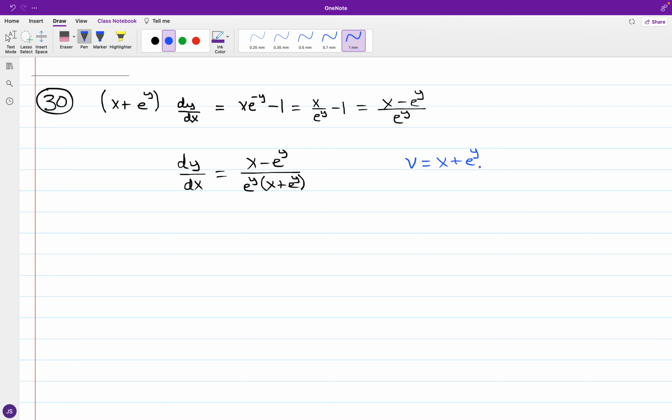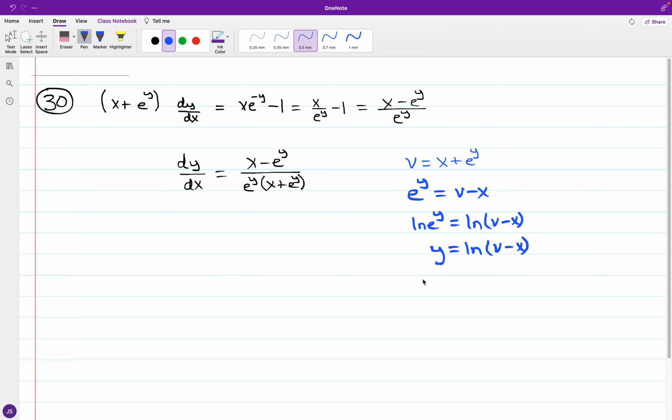Now if I express what I have here in terms of e to the y, e to the y is going to be equal to v minus x. If I take the natural logarithm of both sides, I have the natural logarithm of e to the y is equal to the natural logarithm of the difference between v and x. So y is equal to the natural logarithm of the quantity v minus x.